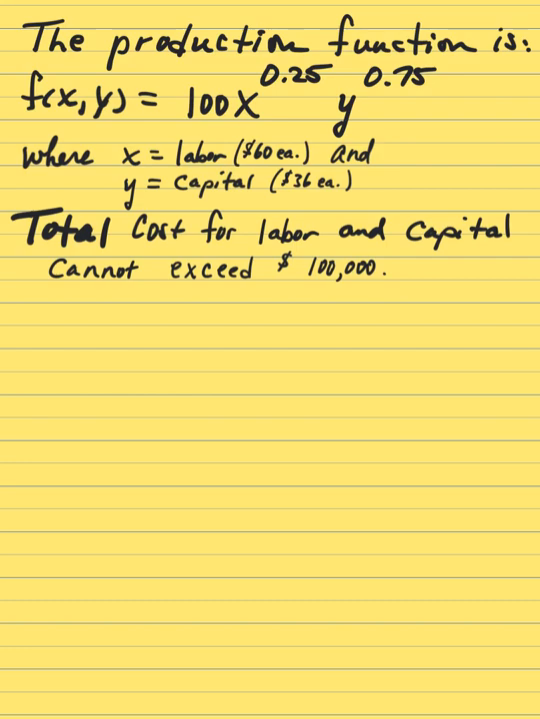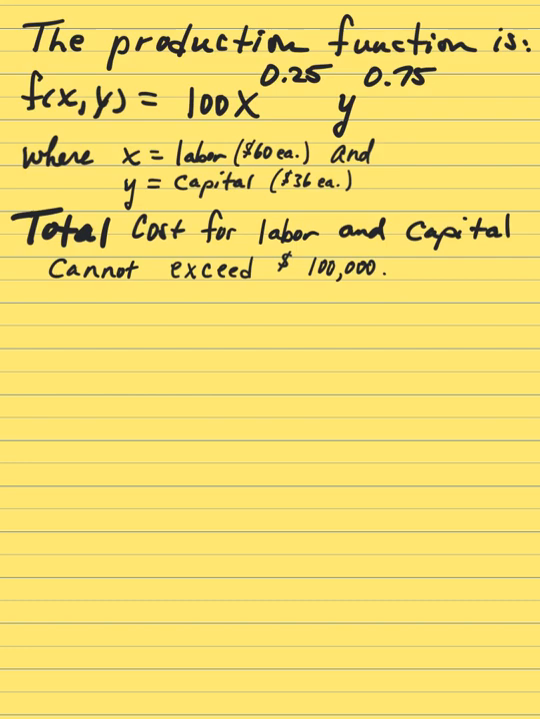The production function for a manufacturer is given by the function f of xy equals 100 times x to the 0.25 power times y to the 0.75 power. This is very similar to the Cobb-Douglas function, and it is. X represents the number of units of labor at $60 per unit, and Y is the number of units of capital at $36 per unit. The total cost for labor and capital cannot exceed $100,000.